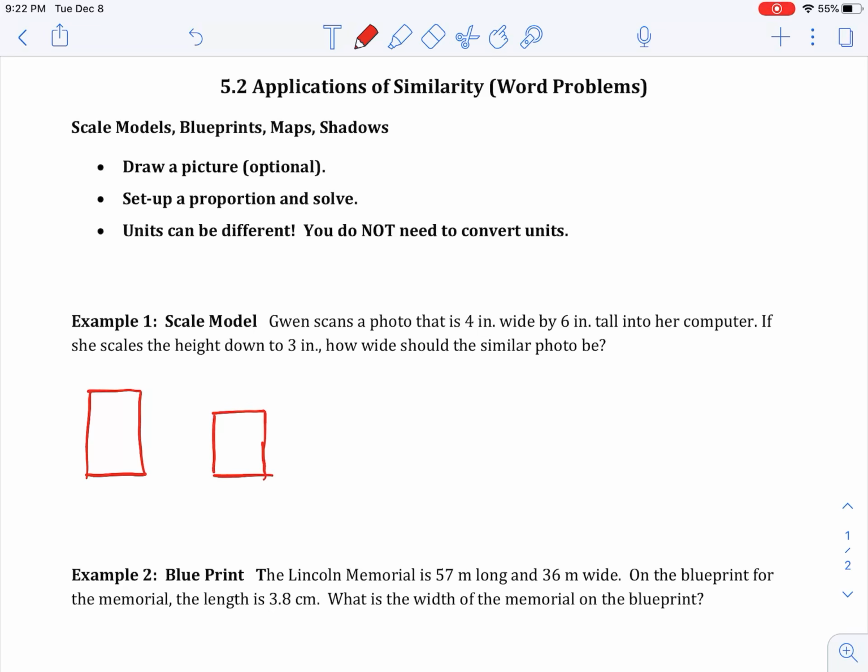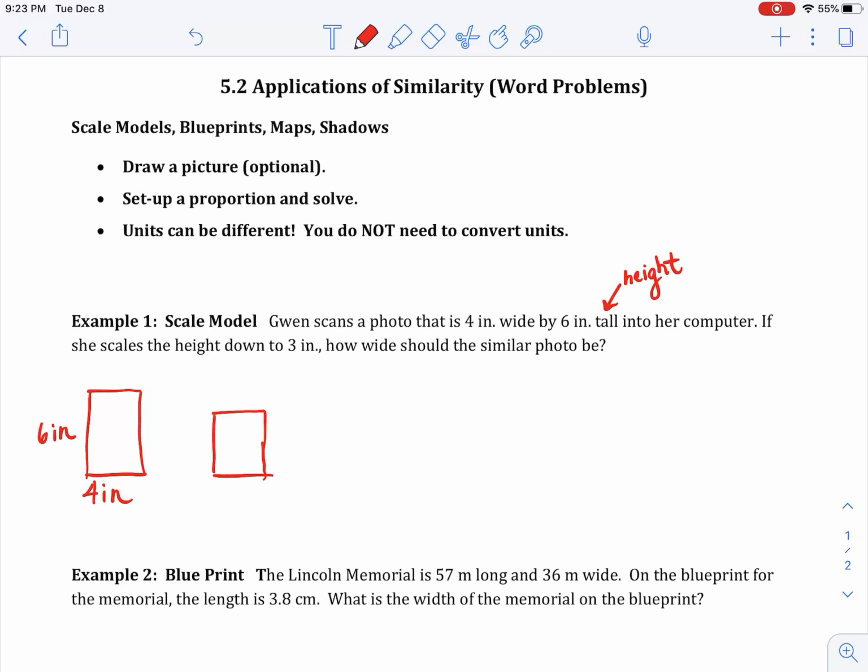Okay? The word tall, and when you think about the word tall, think about the word height. Tall and height are kind of the same thing, right? They're like synonyms for each other. And so when I read the first piece of information that they gave me, the original photo was 4 inches wide by 6 inches tall. So I'm going to put the 6 inches on the height, and I'm going to put the 4 inches on the horizontal dimension. Now you could certainly switch that if you want, but make sure when you label the second rectangle, the second photo, you keep it the same. Whatever you did on the first one, you've got to do the same.